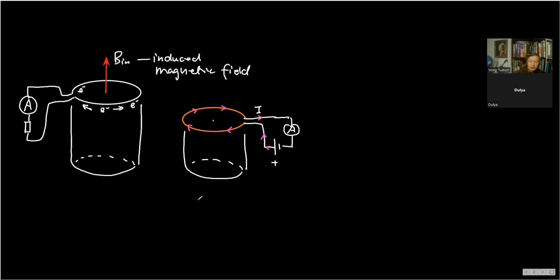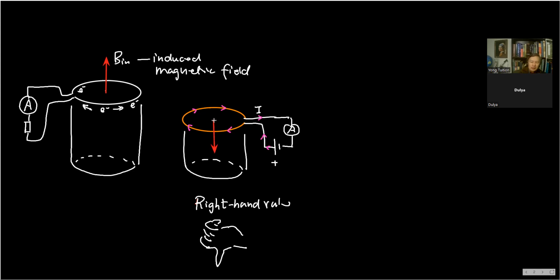Do you use the right hand? Do you know the right hand rule? Yes, downward. If you use the forefinger to go through the direction of the current, the thumb will give you the direction of the magnetic field at the center. It's called the right hand rule. You put all fingers around it, and the thumb will give you the direction of the magnetic field. So in this case, the magnetic field generated in this setup is downward.